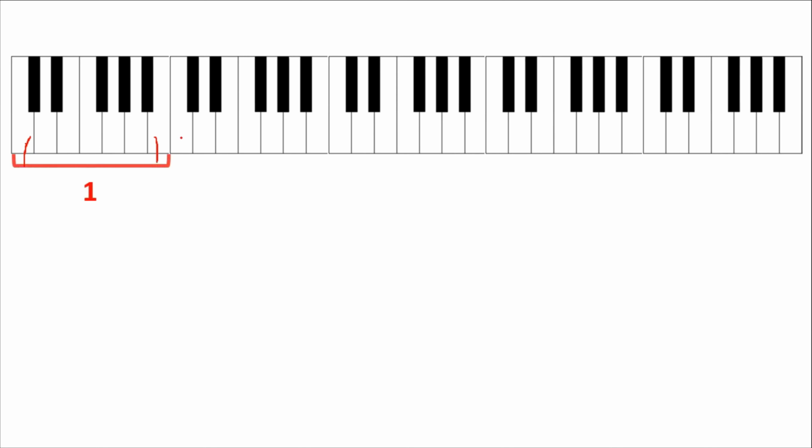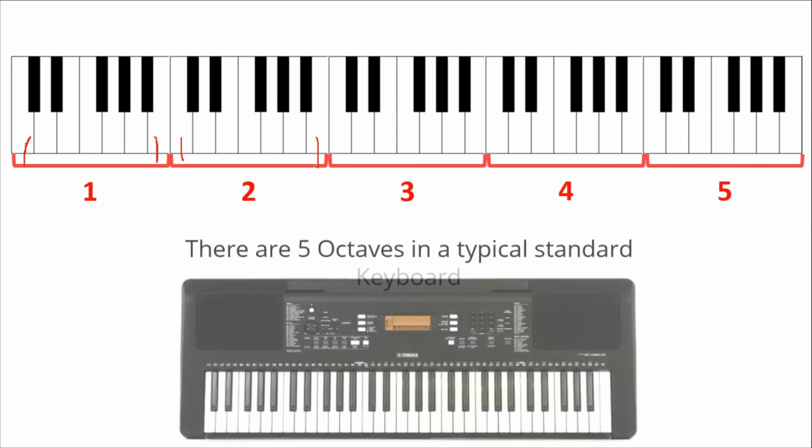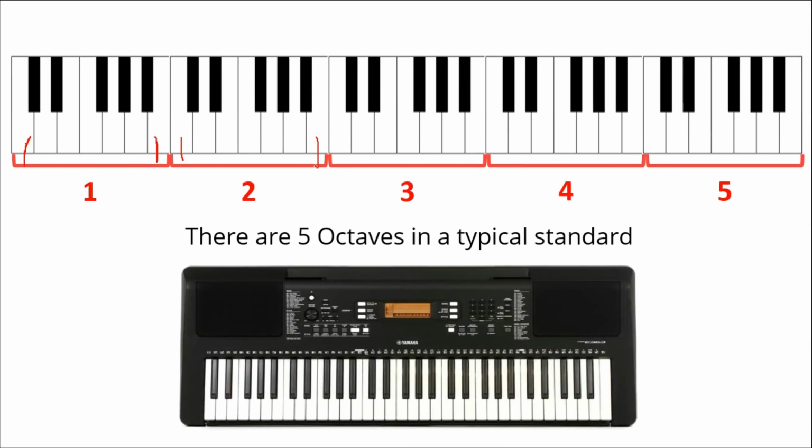Coming to the next octave, as you know, it starts before the set of 2 black keys and it ends after the set of 3 black keys. So this is your second octave. Similarly, we have the third octave, the fourth octave, and the fifth octave. There are 5 octaves in a typical standard keyboard. So this is a typical standard keyboard wherein you have 5 octaves.